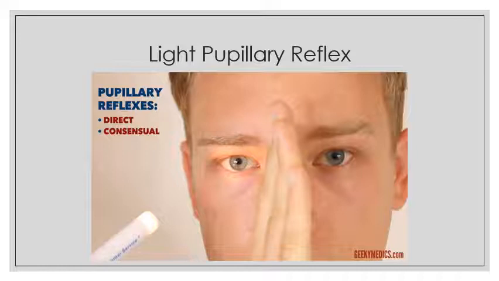Apply the light to the eye and look for the pupillary constriction on this eye, examining the direct pupillary reflex, and for the pupillary constriction in the other eye, examining the consensual reflex. Then repeat the procedure in the other eye.